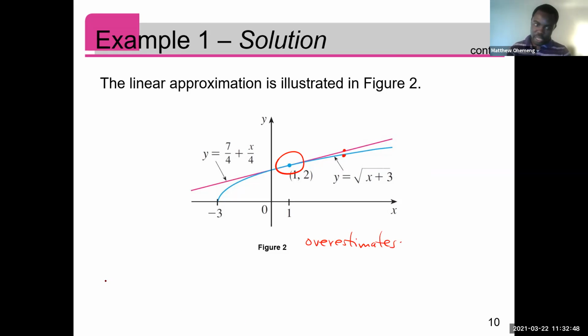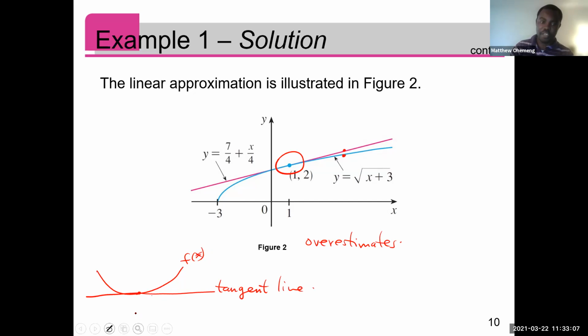Now, let me show you the underestimate case. For an underestimate, the curve is like this, and then the tangent line is, say, like this. Then in that case, every value that you approximate with the tangent line will be below the function. So in that case, they'll be what? Underestimates. So that's how you tell. One other way is you could use your calculator to get the actual value and compare it to the estimate. Okay, any questions here?